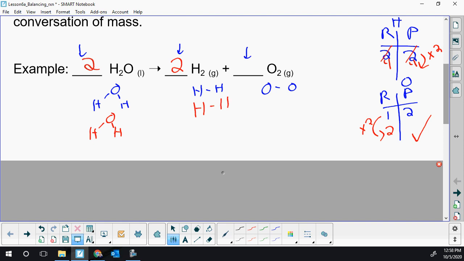The visual equivalent is having a second pair of H's. Okay? And now my hydrogen is balanced at 4. My oxygen is balanced at 2. That is the balanced chemical equation for the decomposition of water.